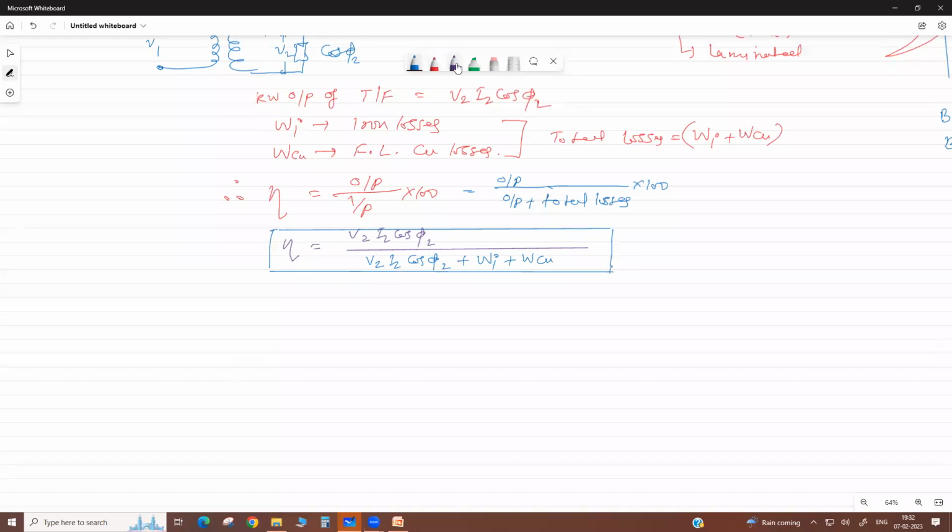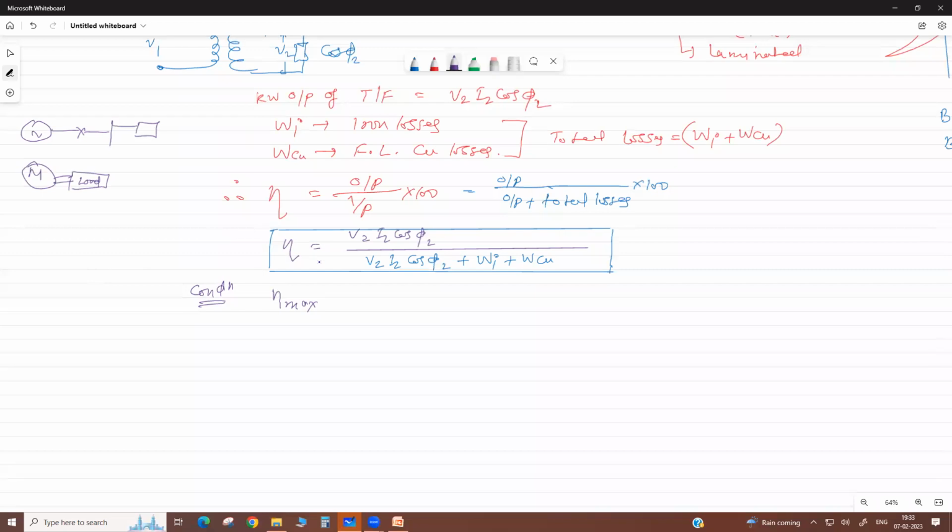Now we come to the condition, because they ask in the question what is the condition for maximum efficiency. It means when your transformer gives the maximum efficiency. Generally, alternators and motors are designed so that when there is a full load on the alternator, it gives the maximum efficiency. Same like a motor, when there is a rated load, full load, it gives the maximum efficiency.